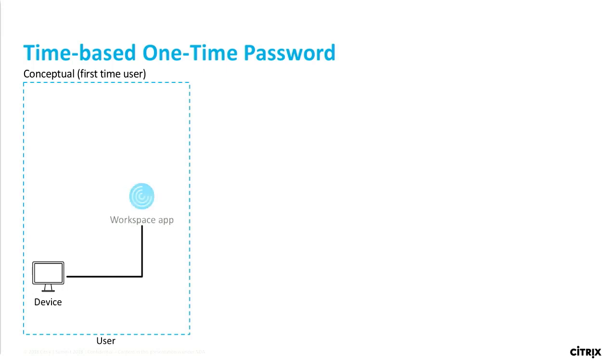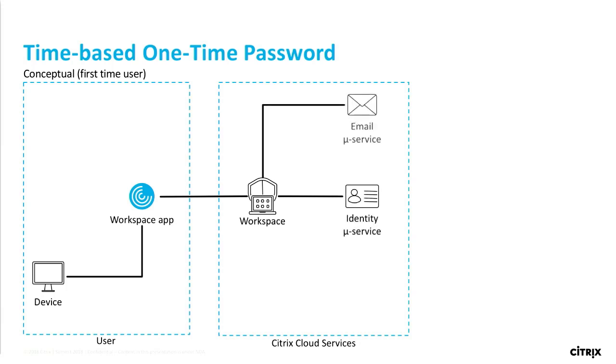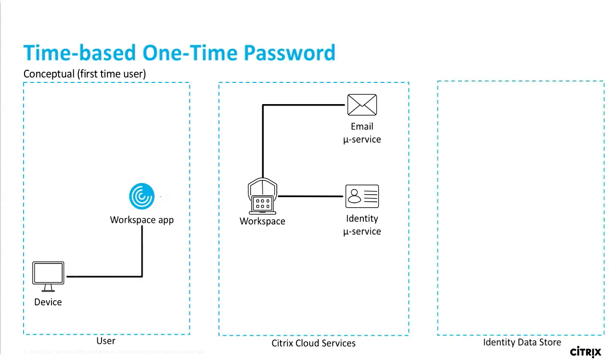So conceptually, if we look at the first-time user, what ends up happening is the user connects to the Workspace app from their device and connects up to the Workspace experience running in Citrix Cloud. And this is going to go to the identity broker microservice. And the user is going to say, hey, I don't have a token, register me. I need to register a token. So Workspace is going to talk to the email microservice, and it's going to email you a verification code, to the email that's associated with it.